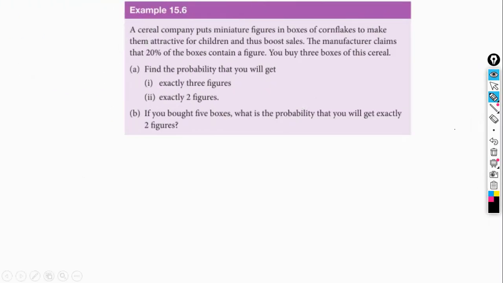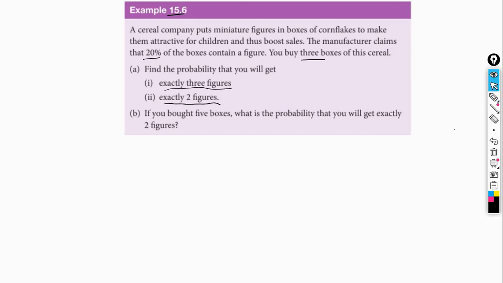So we begin with example 15.6, and it says, a cereal company puts miniature figures in boxes of cornflakes to make them attractive for children and thus boost sales. The manufacturer claims that 20% of the boxes contain a figure. You buy 3 boxes of this cereal. Letter A, find the probability that you will get 1, exactly 3 figures, and 2, exactly 2 figures.